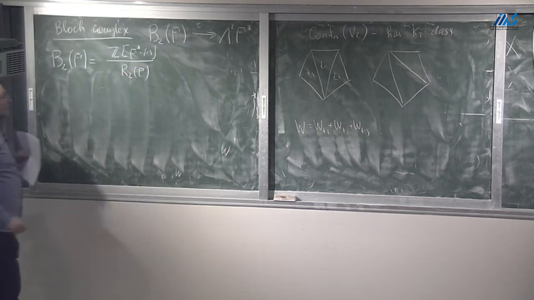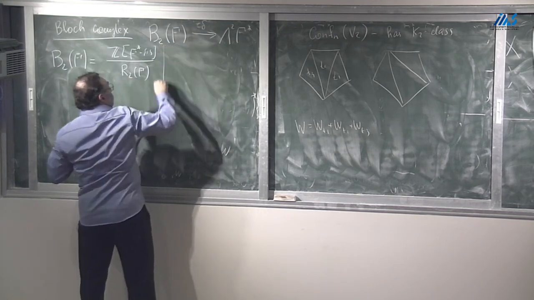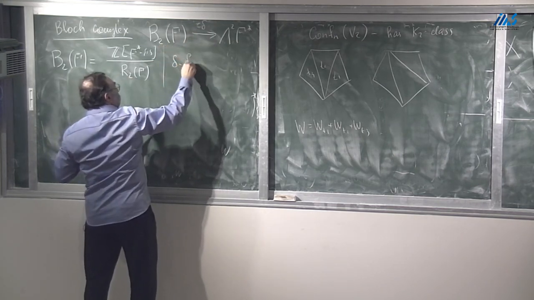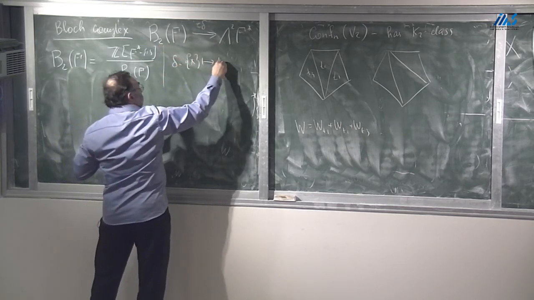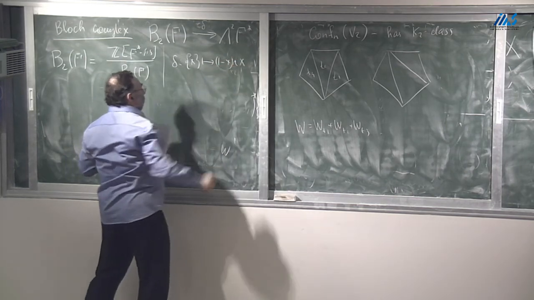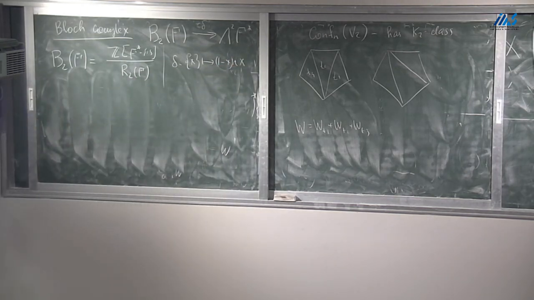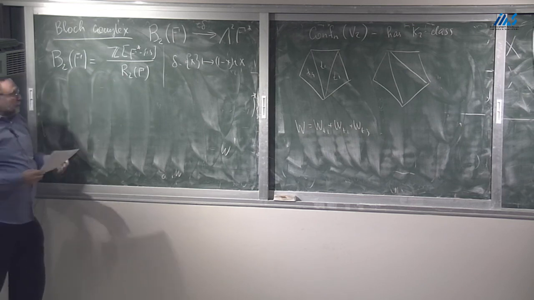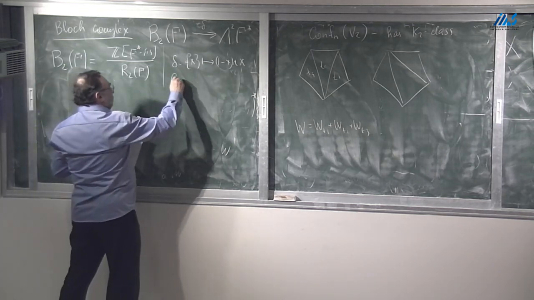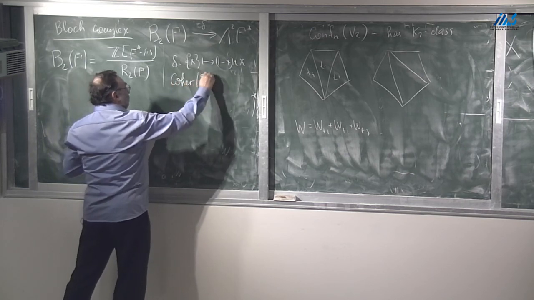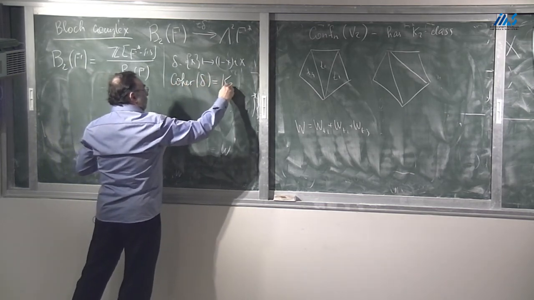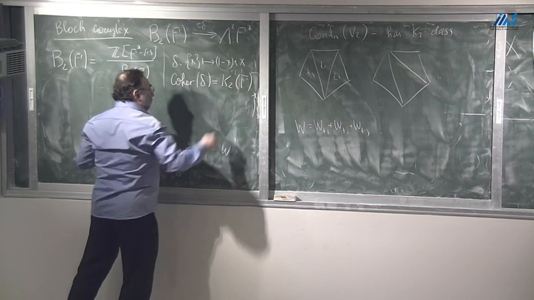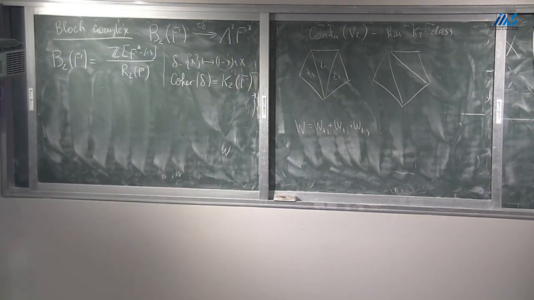And the map delta, you want to define as a map which takes the generator and goes to 1 minus x wedge x. And so you see what we're doing. I didn't tell you yet what this R2 means, but no matter what, the co-kernel of this map delta is, by Milnor's definition, K2 of F. And so what we're trying to do is construct a resolution of K2.